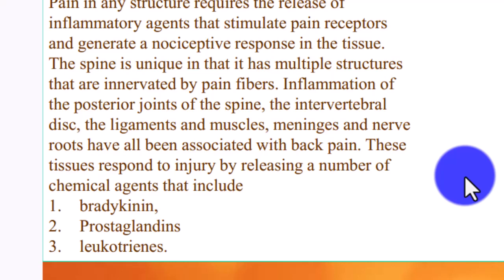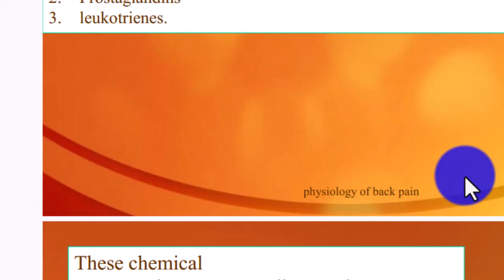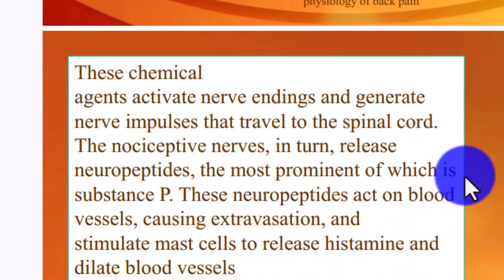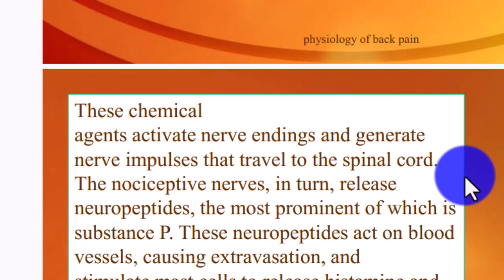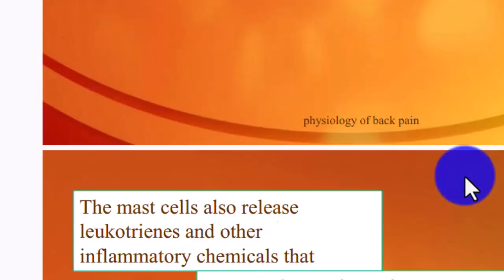All these structures, soft structures and hard structures and nerves, respond to injury by releasing a number of chemical agents that include bradykinin, prostaglandin, and leukotriene. These chemical agents activate nerve endings and generate nerve impulses that travel to the spinal cord. The nociceptive nerves in turn release neuropeptides, the most prominent of which is substance P. These neuropeptides act on blood vessels, causing extravasation, and stimulate mast cells to release histamine and dilate blood vessels.